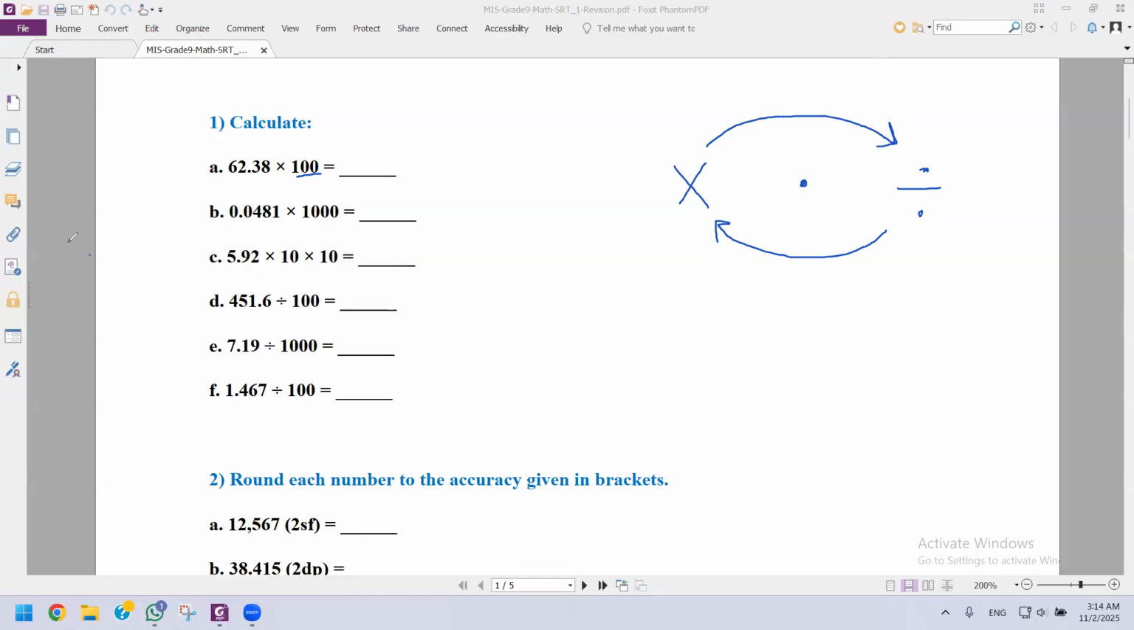Now let's do the first one. Multiplication, so 2 steps to the right. 1, 2. Now where the decimal point is here, which means it's out. There's no numbers here on the right. So the answer will be 6,238. Next one times 1,000. How many steps to the right? 3. 1, 2, 3. So it's here. So it's 48.1.